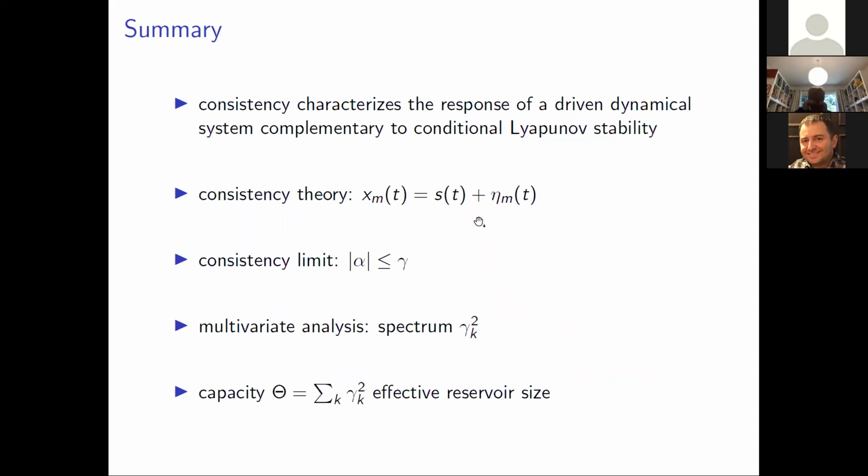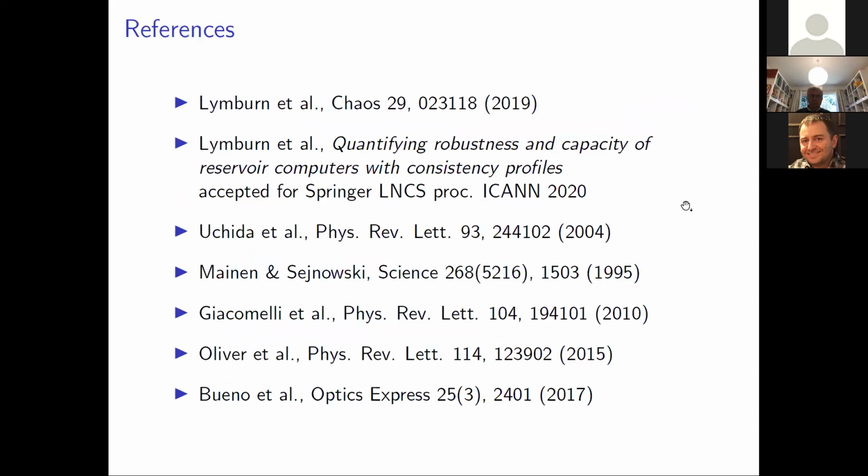In the consistency theory, we've seen that the decomposition into a consistent signal component and an inconsistent noise component is something meaningful that helps, at least in analytics. Consistency defines a limit for any sort of correlation that you measure from the output of your system. Multivariate analysis gives you the consistency spectrum, and the capacity gives you an effective reservoir size that is relevant for performance of the reservoir. And with this, I'd like to thank you.